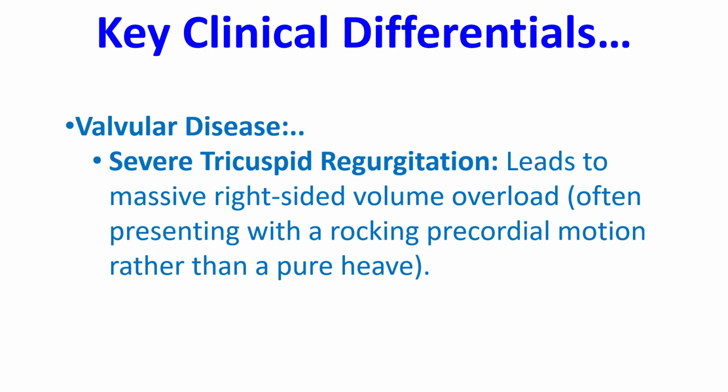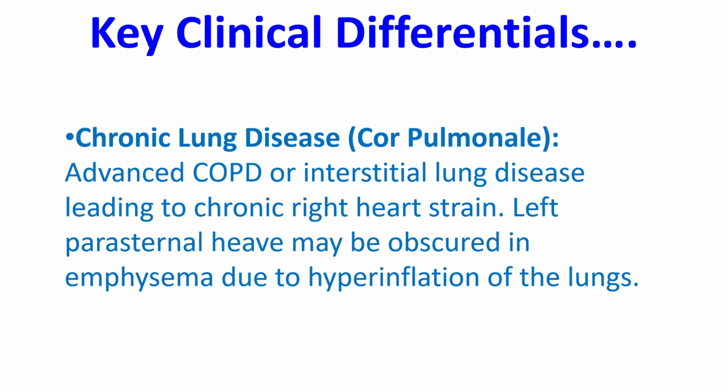Severe tricuspid regurgitation leads to massive right-sided volume overload, often presenting with a rocking precordial motion rather than a pure heave. Advanced COPD or interstitial lung disease leading to chronic right heart strain. Left parasternal heave may be obscured in emphysema due to hyperinflation of the lungs.